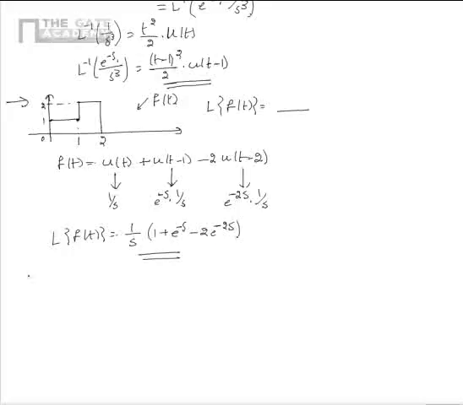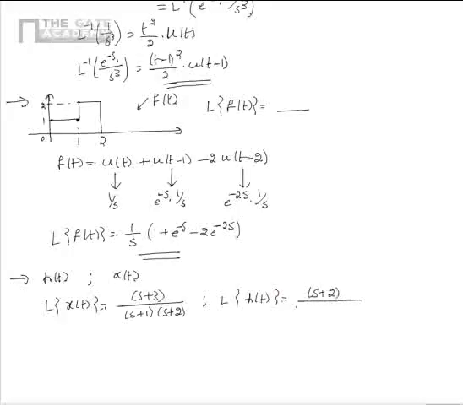Now let us look into another problem, as per which it is given that there is a LTI system with impulse response h of t, and it is given an input of x of t. It's given that Laplace transform of x of t is equal to s plus 3 divided by s plus 1 into s plus 2. Also, Laplace transform of h of t is equal to s plus 2 divided by s plus 3 into s plus 5.